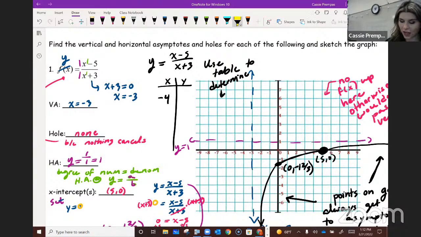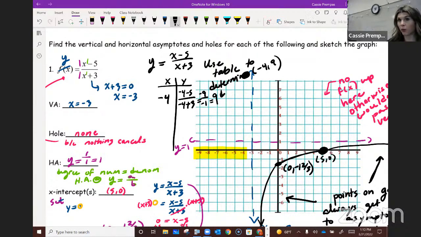You could have chosen any of these numbers. You could have even chosen decimals. But I'm going to plug it in for y to see what happens. So I would have -4 minus 5 over -4 plus 3. That gives me -9 over -1. What's a negative divided by a negative? Positive, so that answer comes out to be 9. So I have the point -4, 9, which is way up here.